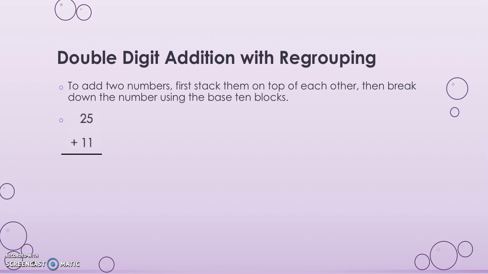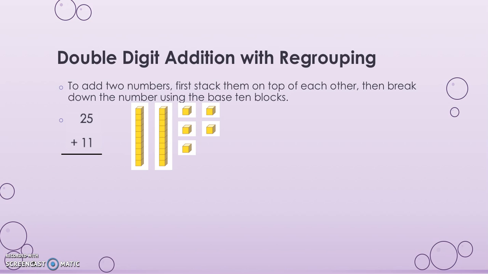We know that 2 is in the tens place. So we have 2 sets of tens. 5 is in the ones place. So we know that we have 5 1 blocks. Then we'll go to the number 11. 1 is in the tens place. So we know that we have 1 ten. And then 1 is also in the ones place. So we know that we have 1 block.